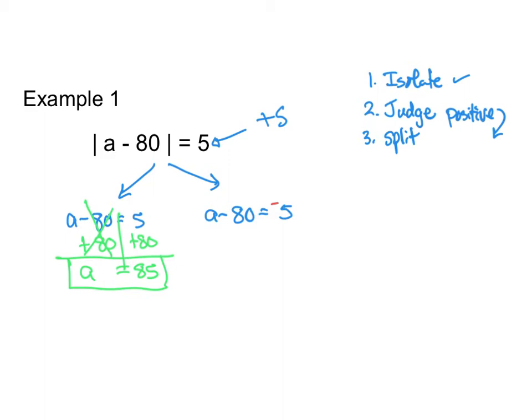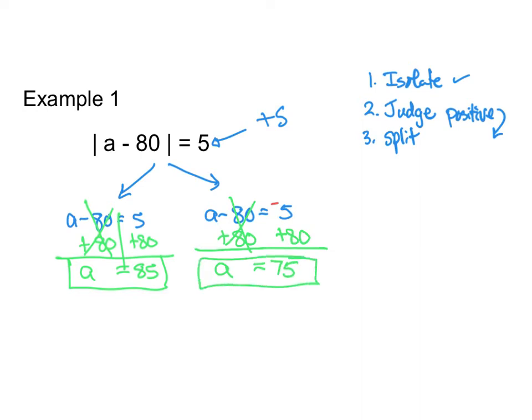Then we're going to do the other equation. So again, over here, we have a -80. So then we're going to add 80 to both sides. Okay, what is our answer? We're going to have the +80 go away. -5 plus 80 is 75.